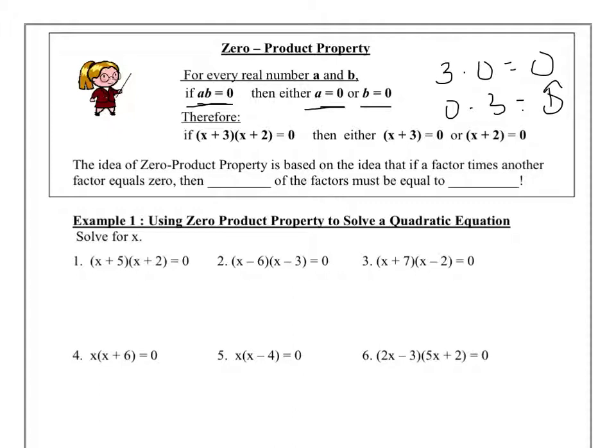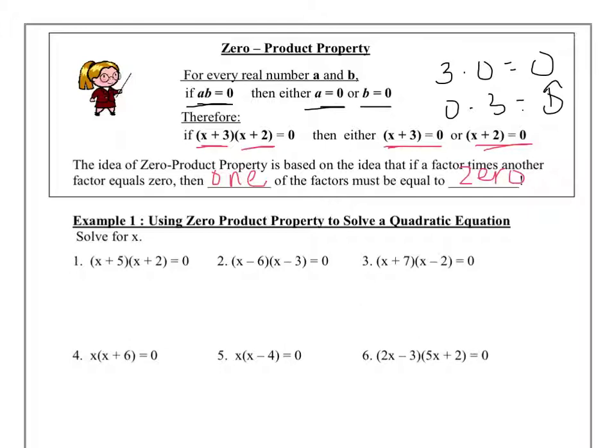So the same is true when we are multiplying quantities. If I have x plus 3 times x plus 2, then either x plus 3 has to be equal to 0 or x plus 2 has to be equal to 0 in order for all together to be 0, okay? So the idea of zero product property is based on the idea that if a factor, some number, times another equals 0, then one of the factors is equal to 0. Okay, so just what the example is above.